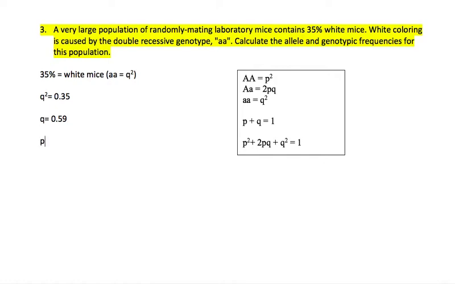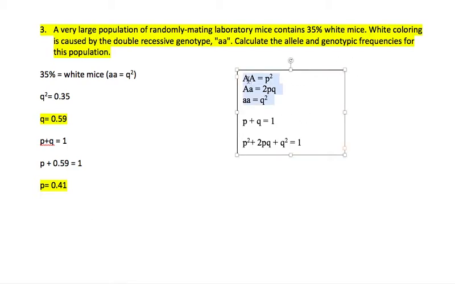Using p plus q is equal to 1, we know that p is equal to, I'll write it out for you guys, p plus 0.59 is equal to 1. So now we know that p is equal to 0.41. Okay, so we have q, we have p. That is all we need to know now. Moving forward, we can solve everything else. So we have our allele frequencies. That's located right here. Now we need to find our genotypic frequencies.